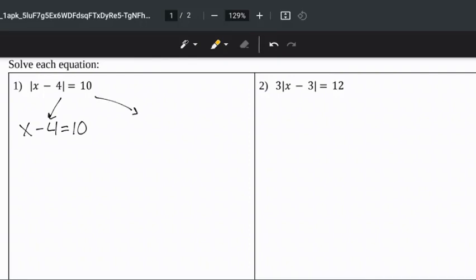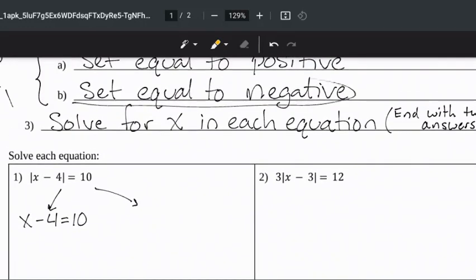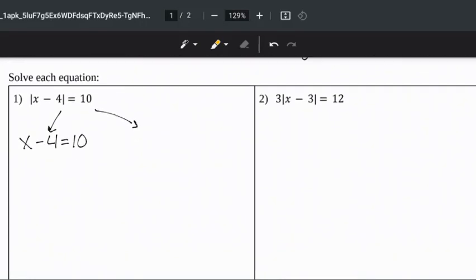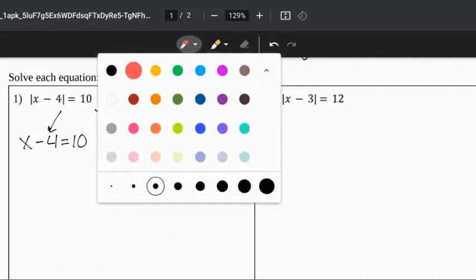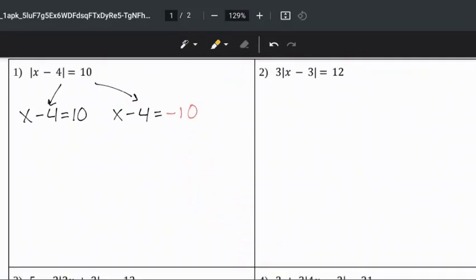And then we're going to do a separate equation, a second situation, just like we put in step B here. We're going to set it equal to the negative version of that number. So we have x minus 4 equals negative 10. And actually, let's highlight that for our notes. We're setting it equal to the negative. So that's the difference between the two. Everything is the same except one of them has a positive 10 and one of them has a negative 10.